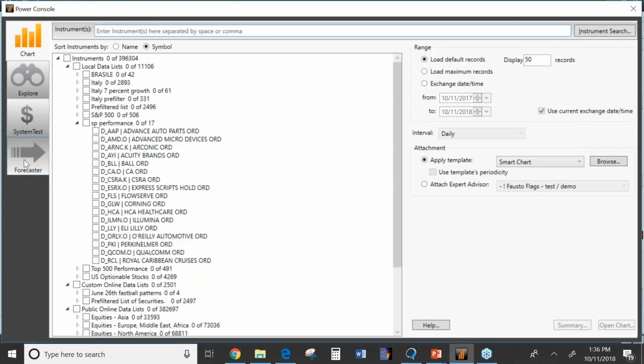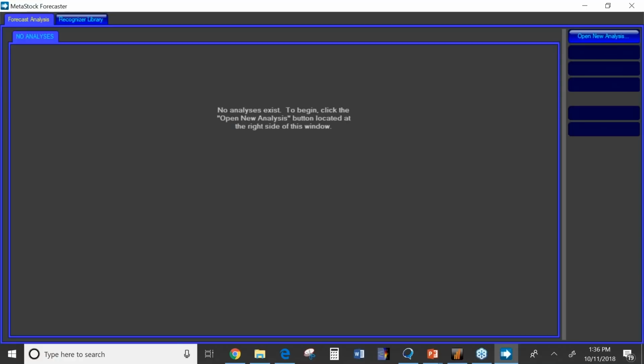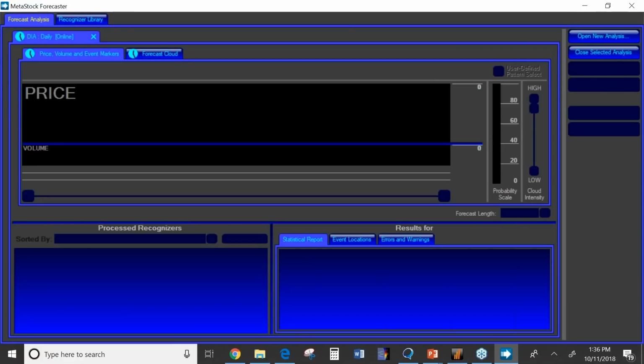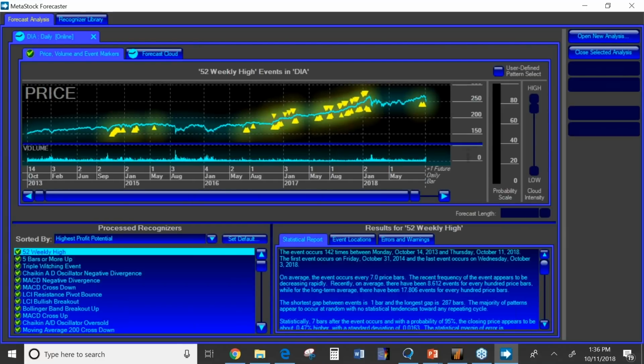Today we're going to focus on the forecaster, and I'll give you a good idea of what you use it for. The symbol that I'm going to load in here is DIA. We'll click on that and I'll start the forecaster. It's going to open up the charting engine for me. I'm going to tweak some of the settings just to see what we get out of it. It looks like I've got all of my recognizers turned on.